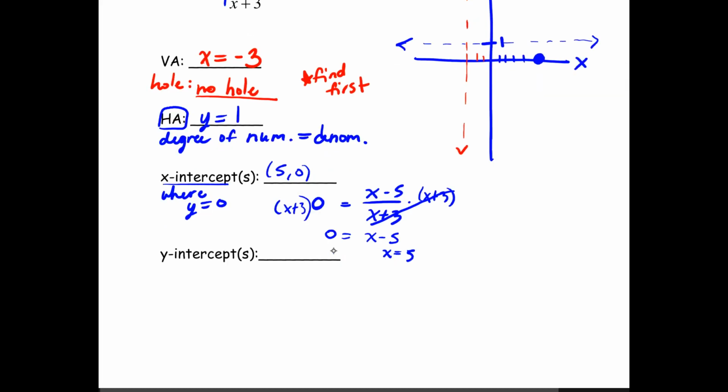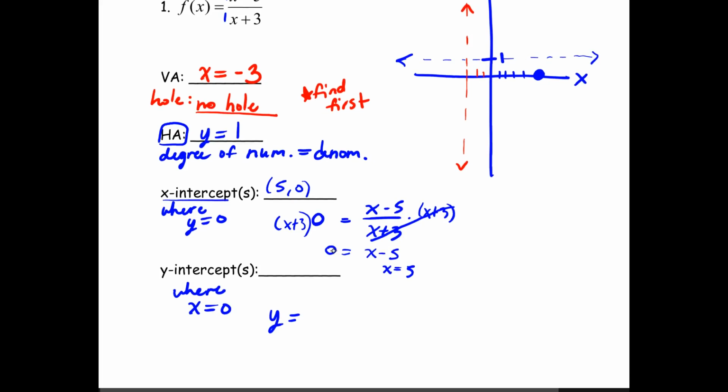How do you find your y-intercept? Yep, where x is equal to 0. So my y is going to equal (0 minus 5) over (0 plus 3). What does that become? Negative 1 2/3. So my y-intercept is at (0, negative 1.6). So I go 0, negative 1.6.